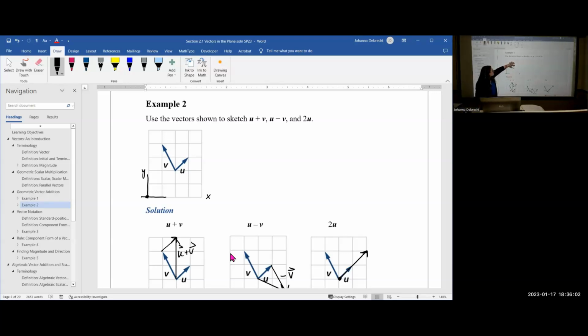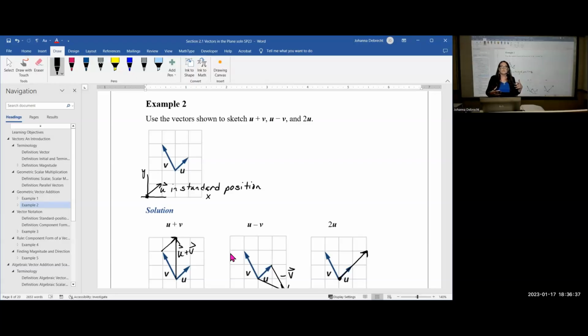Well, u is still up one, right one, but it's not in standard position. To put it in standard position, I just shift that up one, right one down here with the initial point at the origin. And so this right here, this is u in standard position. It's still u, even if it's not at the origin for its initial point, but it's u in standard position when it is.